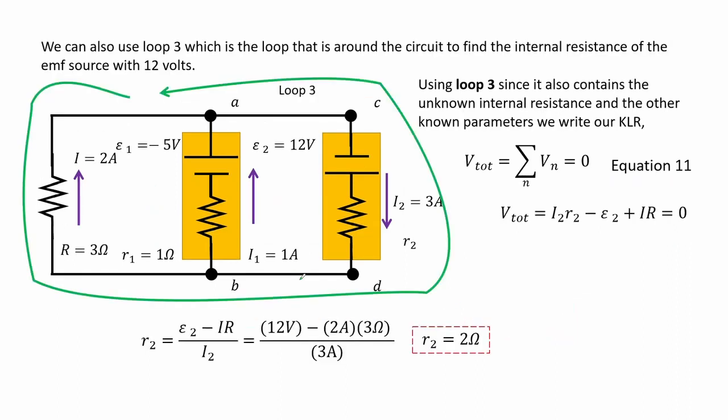Using loop 3, since it also contains the unknown internal resistance and the other known parameters, we write our KLR shown here, and we get that the internal resistance of the second EMF is 2 ohms.